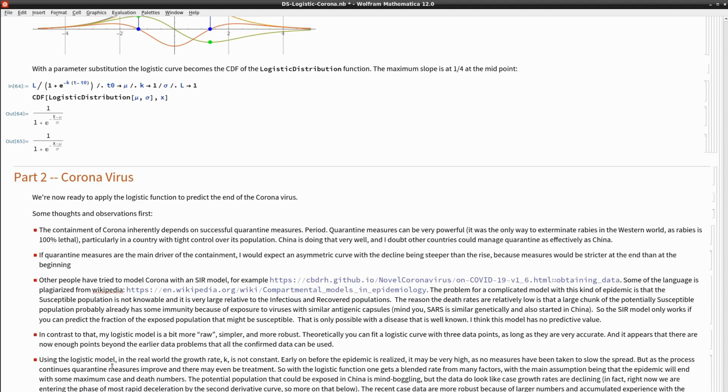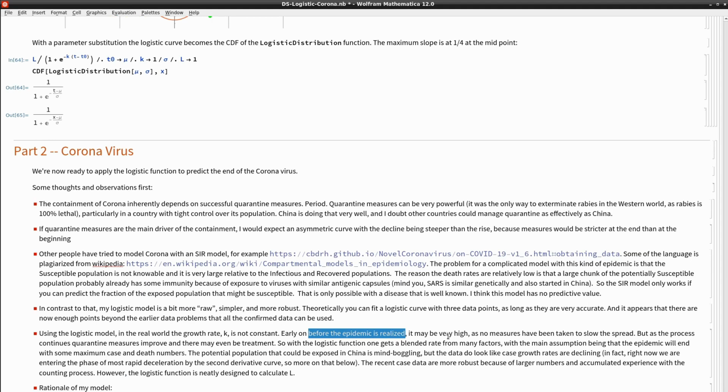And using the logistic model, in the real world, the growth rate K is not constant. Early on, before the epidemic is realized, K may be very high, as no measures have been taken to slow the spread yet. But as the process continues, quarantine measures improve, and there may now even be treatment. So that means with the logistic function, we're getting a blended rate from many factors. And the main assumption is that the epidemic will end with some maximum case and death numbers.